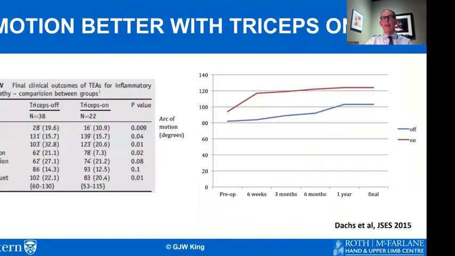In this paper by Dax, they compared the range of motion of triceps off to triceps on. And as you can see, throughout the time period, the triceps on patients have much greater range of motion than those where the triceps is detached. And this has been our experience as well. So if you want to optimize range of motion after an elbow replacement, try not to detach the triceps, or at least not completely.